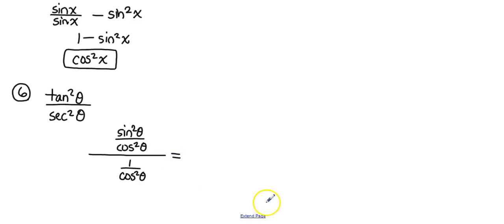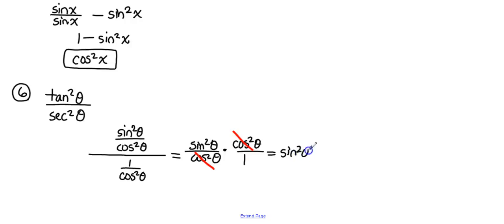Keep, change, flip. Go from there. Press pause, see how it goes. So I keep the first fraction, change to multiplication, flip the second fraction, and check it out. Cosine squareds cancel, leaving behind sine squared.